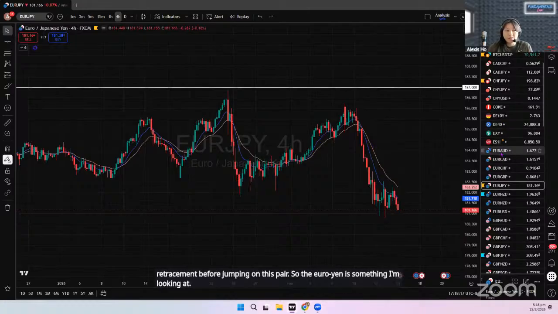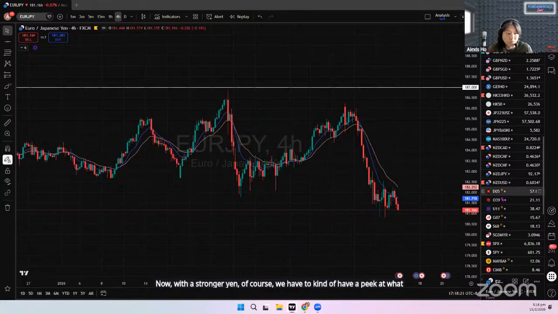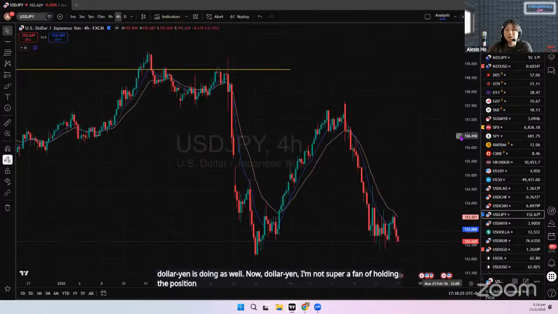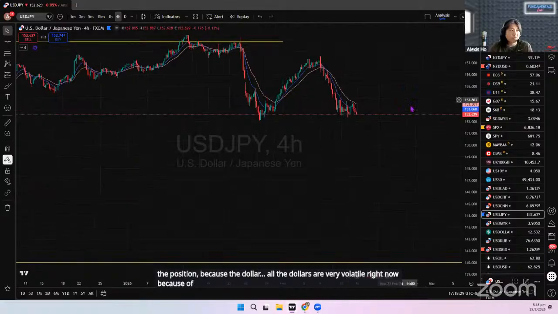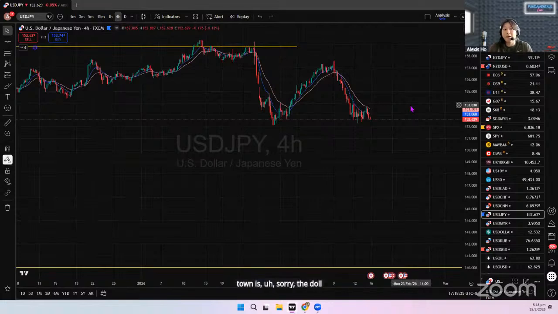Now, with a stronger yen, of course, we have to peek at what the dollar yen is doing as well. Now, dollar yen, I'm not a super fan of holding the position because all the dollar pairs are very volatile right now, because of Trump being in power and what's happening in the gold market. So the dollar is a very volatile currency. I don't like to hold it. I much prefer to trade it.